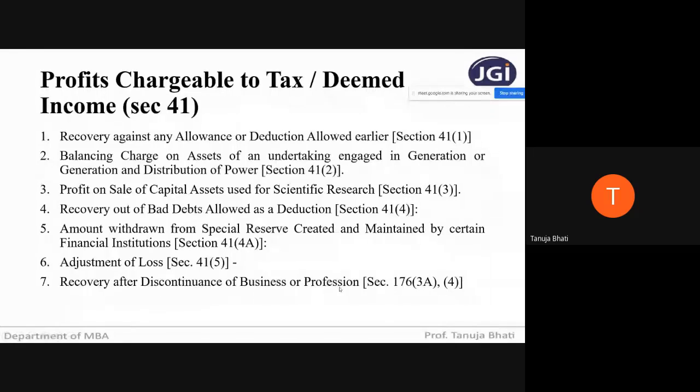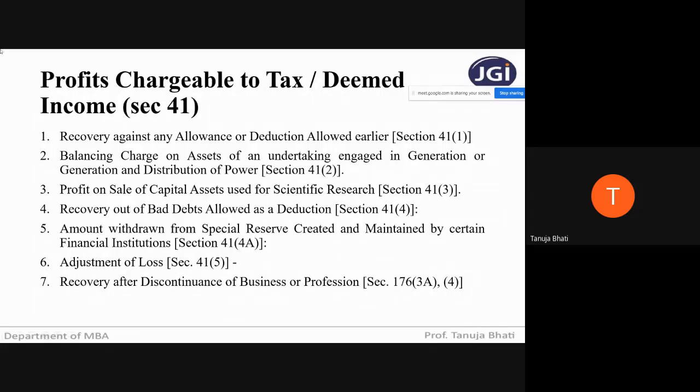That is where any amount is received after the business or profession has been discontinued, then such income will be treated as chargeable to tax in the hands of the recipient, and will be included in his total income. So these all are the situations where profits are chargeable to tax, and it will be considered as a deemed income and added to your business and profession in order to calculate the profits and gains from business and profession.